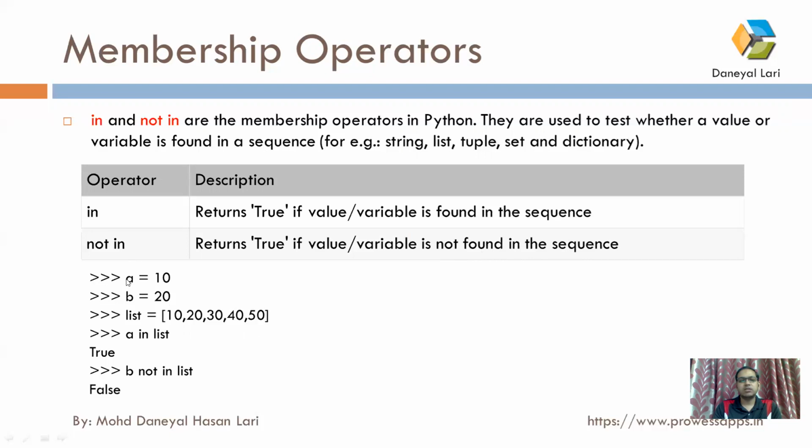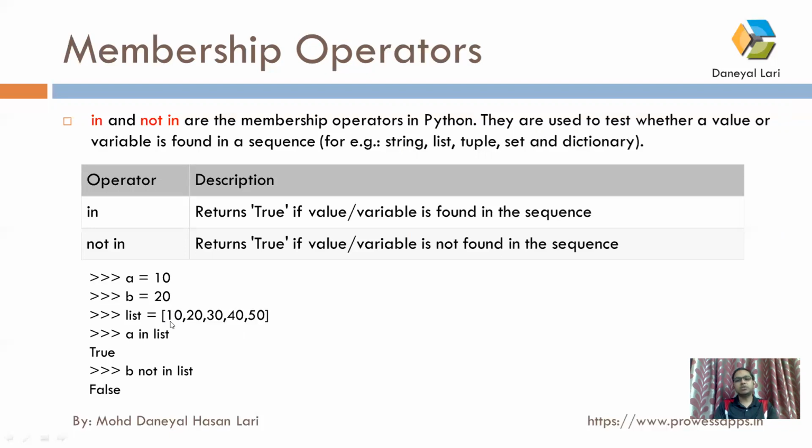here is the variable a that contains the value 10 and b is equal to 20. And you want to search whether this a, that is this 10, is available in the list or not. So you can write a in list. So look here. 10 is available in the list, so that's why it will return the result as true.